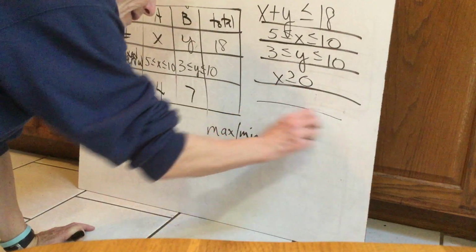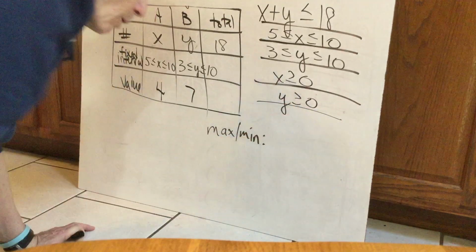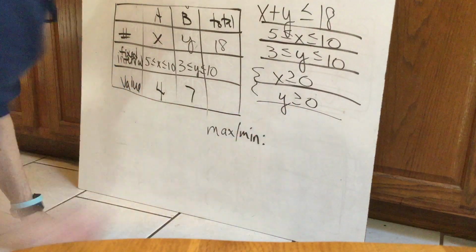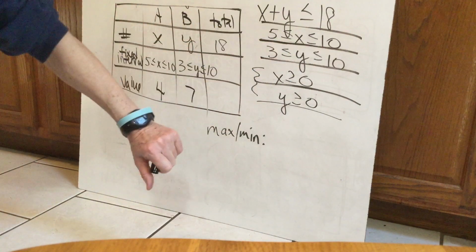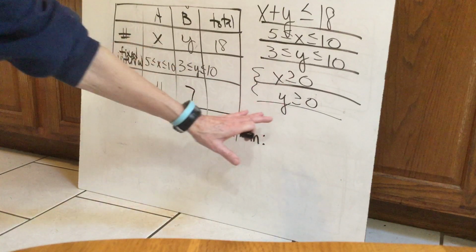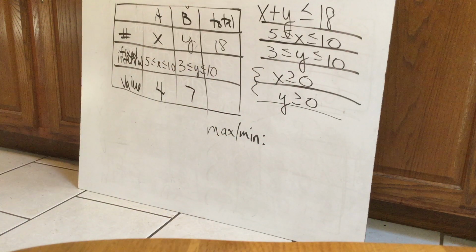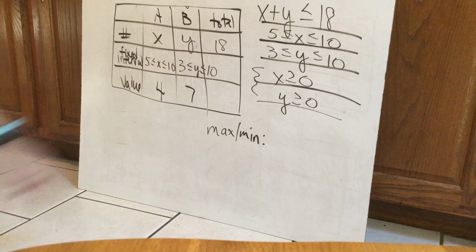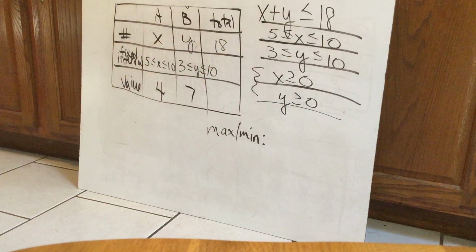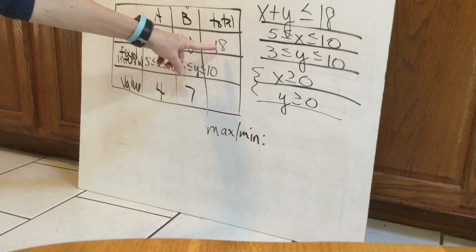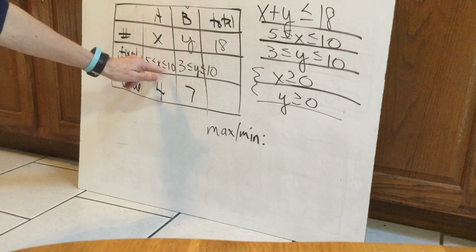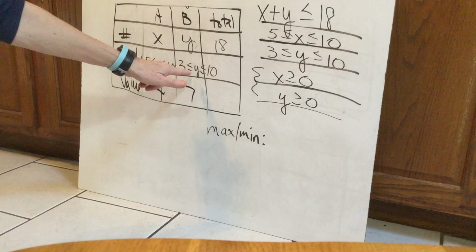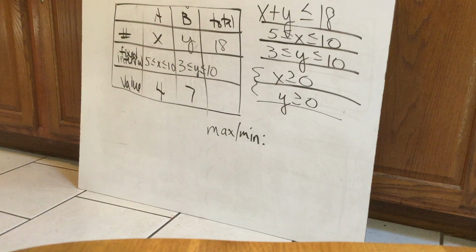Obviously, X and Y have to both be bigger than 0. These two are kind of irrelevant this time because you've already told me X is bigger than 5 and Y is bigger than 3. So you can list those if you want. Certainly, that would not be wrong, but you don't have to list them because they're kind of absorbed in this right here. So X and Y together have to be less than 18. And the limitations on X are between 5 and 10, and the limitations on Y are between 3 and 10.